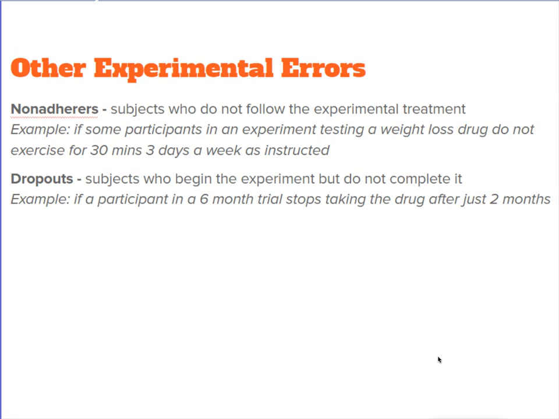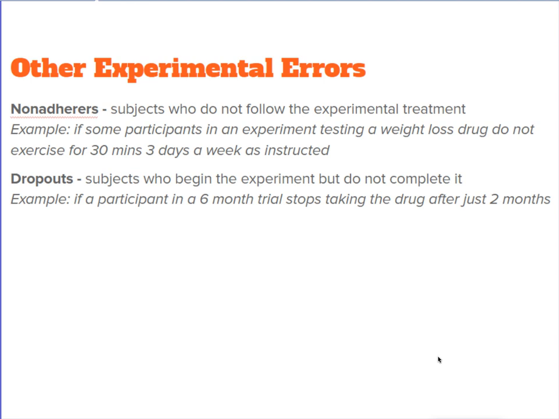And then other issues that can happen, and this list is not all inclusive, but this is what we're going to talk about in this class. You can have non-adherers: people who don't do what you tell them to do as part of the experiment. So if for the experiment you're going to take this weight loss drug and you're supposed to exercise 30 minutes for 3 days a week, and that is the protocol, that's the treatment that we are giving them, if they don't do that exercise, they're non-adherers, and they could mess up the results of the study.